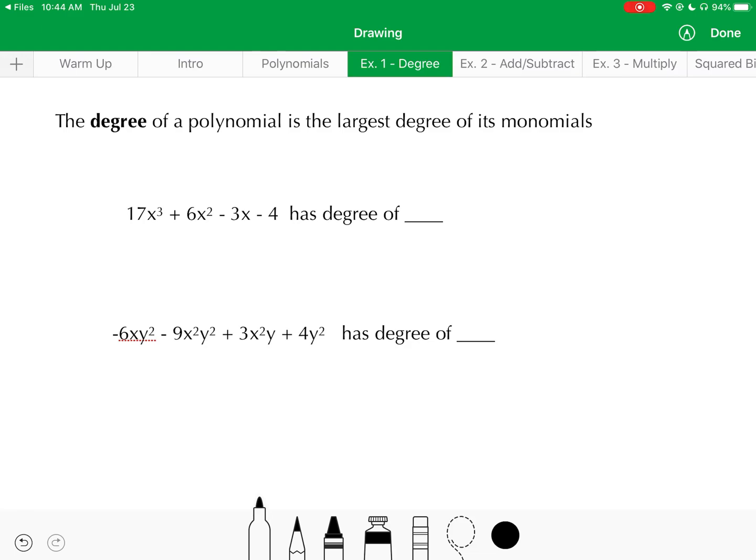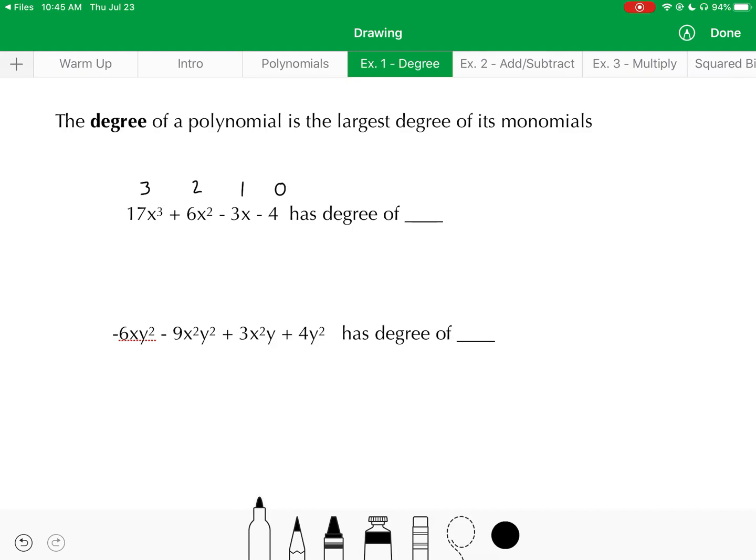The degree for a polynomial is just defined to be the largest degree of all of its monomials. So you don't add all the exponents up from term to term. Instead, you just look at each term's degree separately, okay? So this first polynomial has four terms. The first term has a degree of 3, the next has a degree of 2, then a degree of 1, and then a degree of 0.